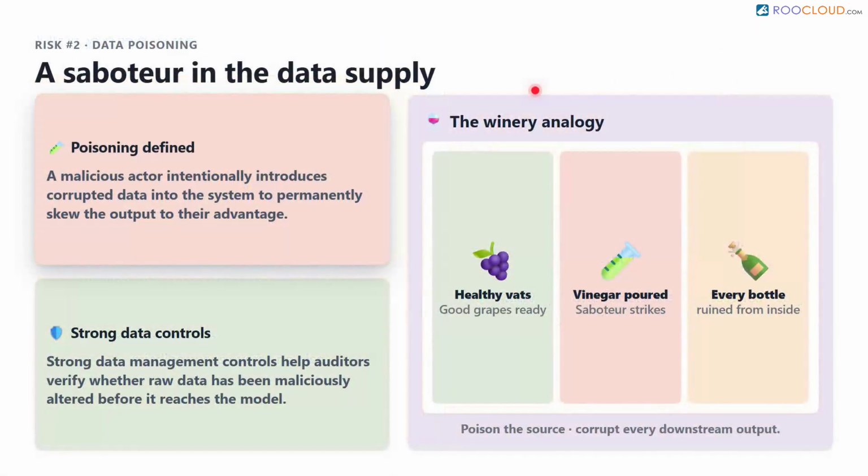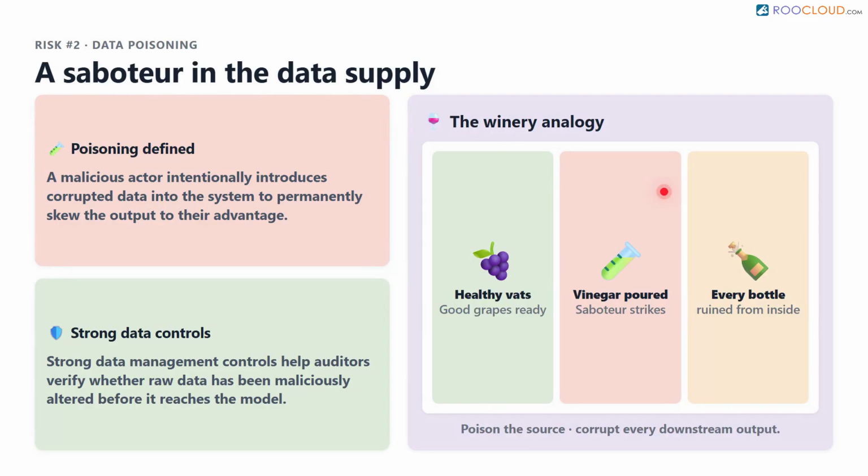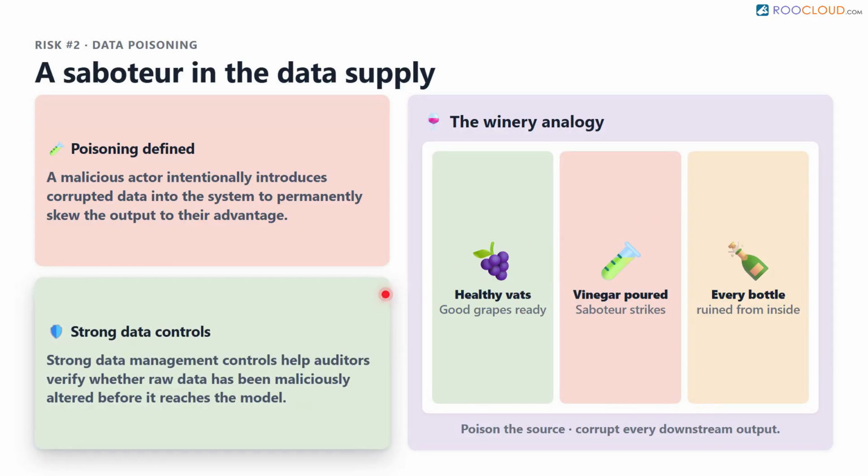Next is data poisoning. This occurs when a malicious actor intentionally introduces corrupted data into the system to permanently skew the output to their advantage. Think of a saboteur sneaking into a winery and pouring vinegar into the grape vats. Every bottle produced from that batch will be ruined from the inside out. Strong data management controls are essential to help auditors verify if raw data has been maliciously altered.